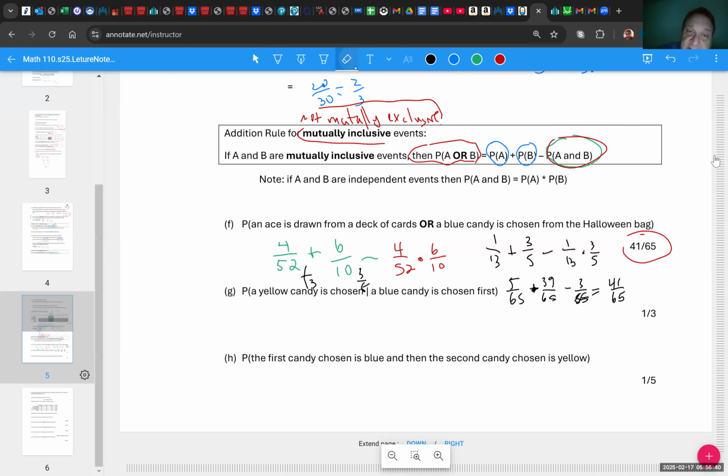Okay, so I think I've done enough for that problem in terms of how that works. So let's talk about the probability that a yellow candy is chosen, given that a blue candy is chosen first. So we're going to do this one over here, part G, example G. Probability yellow candy is chosen given that a blue candy is chosen first. So we know that a blue candy has been chosen first. So this is given, this has happened.